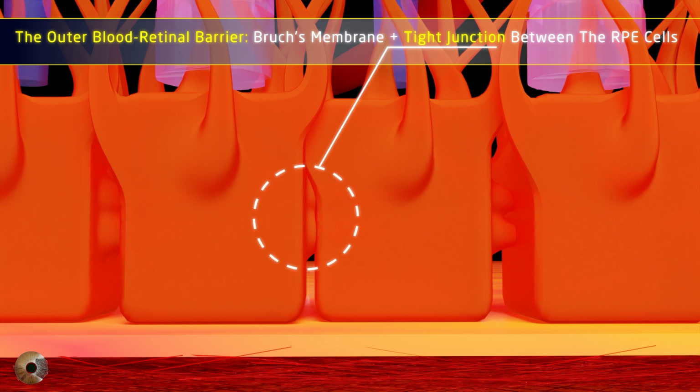This barrier plays an important role preventing leakage of fluid from the choroid to the retina. Remember that all the choroidal layers are supplied by the choriocapillaris, which receives blood from the short posterior ciliary arteries.